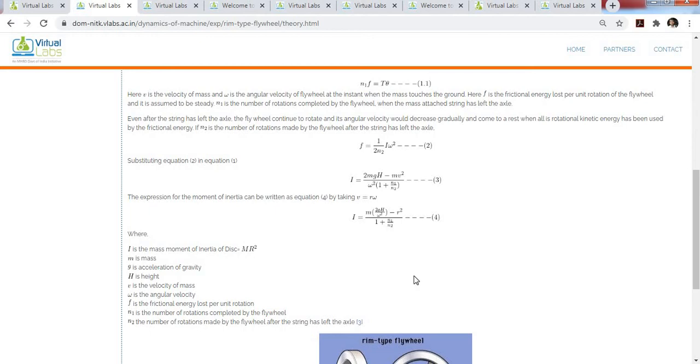V is the velocity, omega is the angular velocity, F is the frictional energy lost per unit rotation, N1 is the number of rotations completed by the flywheel, and N2 is the number of rotations made by the flywheel after the string has left the axle. This is the formula we use to calculate experimentally.